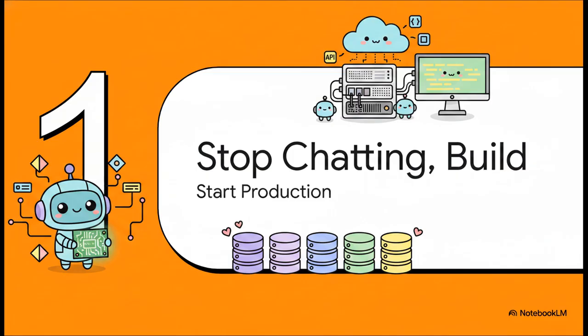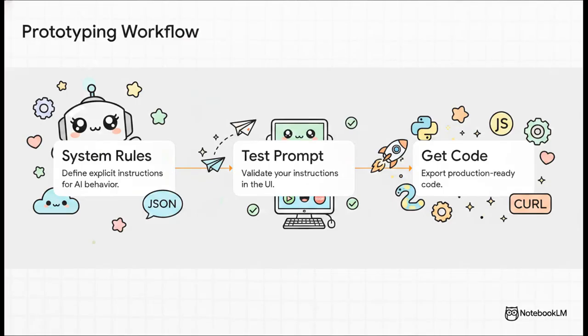Section 1. Stop chatting, start building. You want to think of AI Studio not as a chat app, but basically as a robust platform that hands you API-ready code on a silver platter. It's a super fast, rapid prototyping workflow. Three simple steps. First, you define your system instructions. This is where you tell the AI exactly how to behave. For instance, you can instruct it to strictly output valid JSON and absolutely never explain its work. Second, you just test your prompt right there in the UI. And third, which is really where the magic happens, you click the Get Code button. No more copying chat text. AI Studio instantly exports production-ready Python, JavaScript, or curl code directly into your codebase.